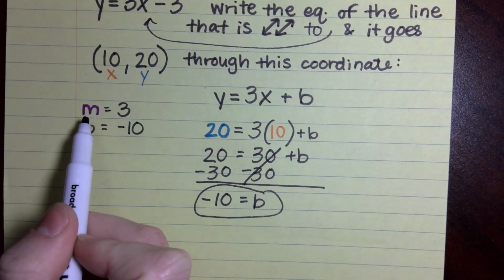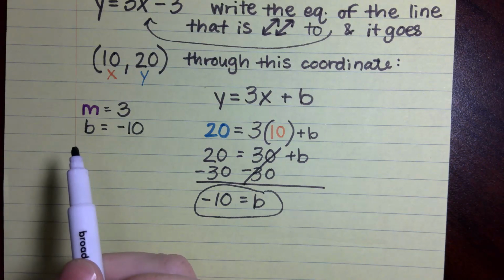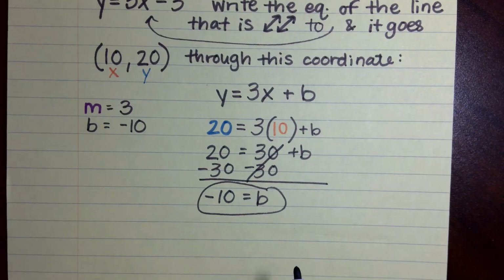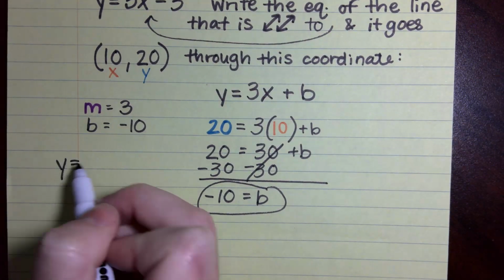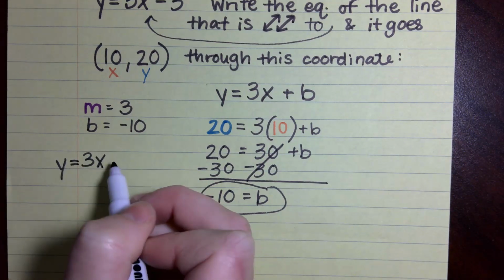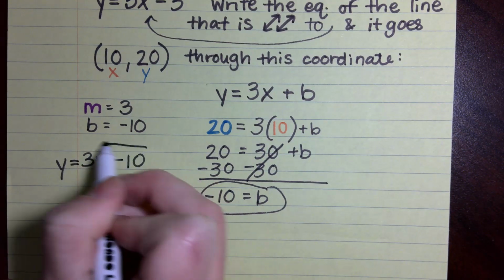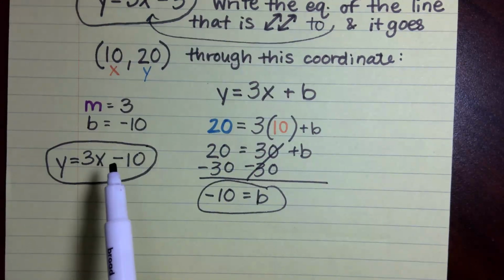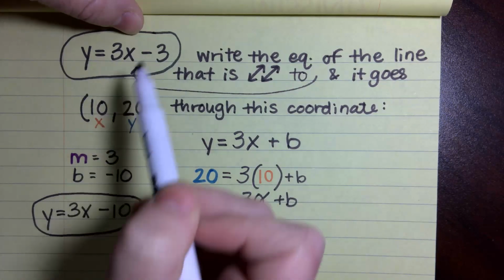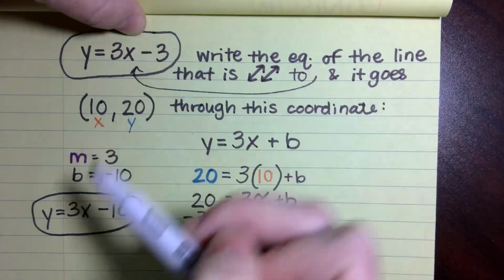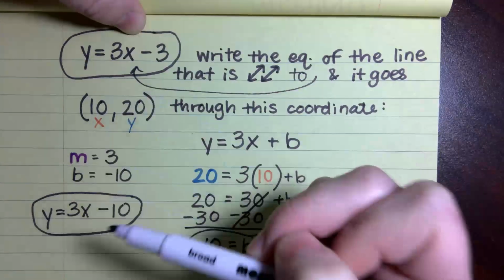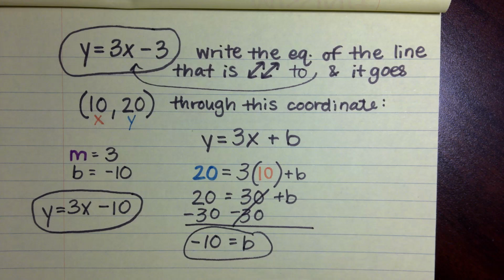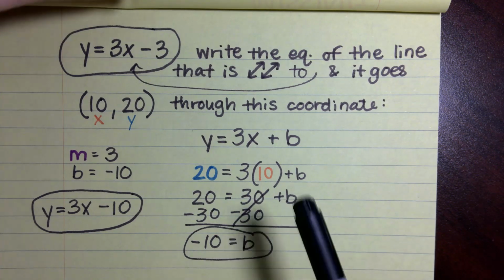So now that we have our m value and our b value, all that's left to do is to write that equation. So what is my final equation going to be? y equals 3x minus 10. Yes, y equals 3x minus 10. The only thing that will ever be different in an equation about parallel lines is the b. The y-intercept is the only thing that will change. So as long as you can remember the rule that parallel lines have the same slope, you all can do it. It's not so bad.